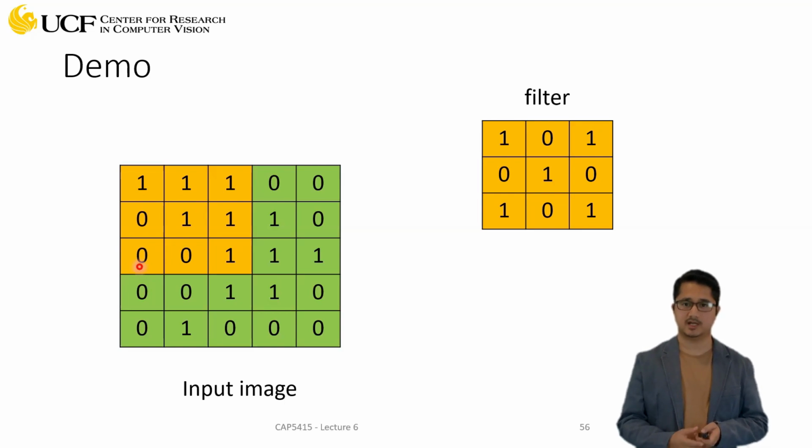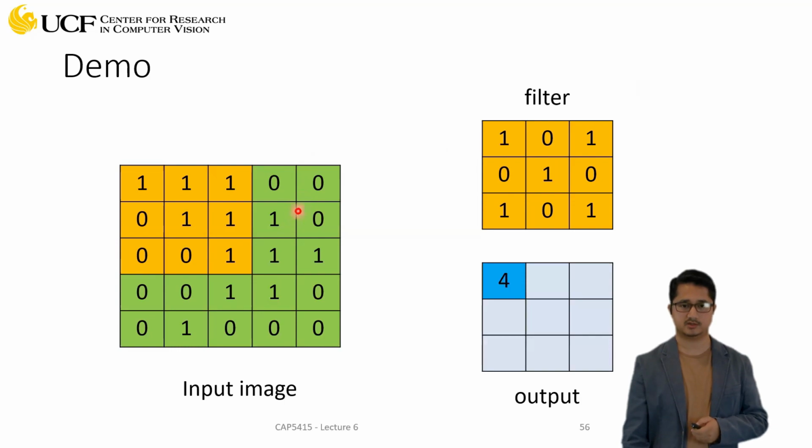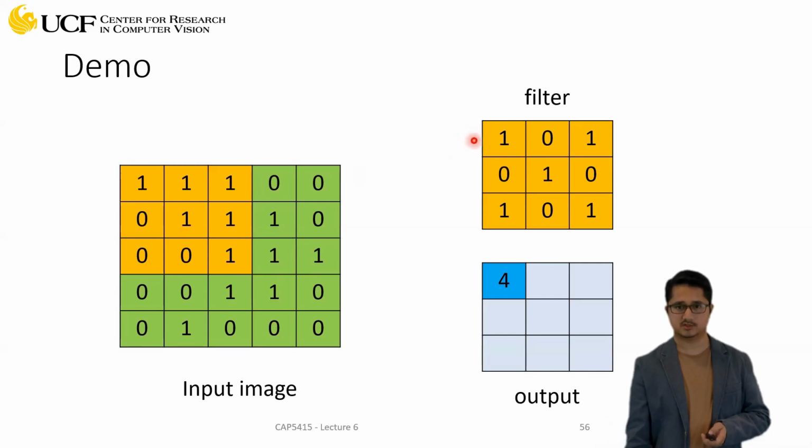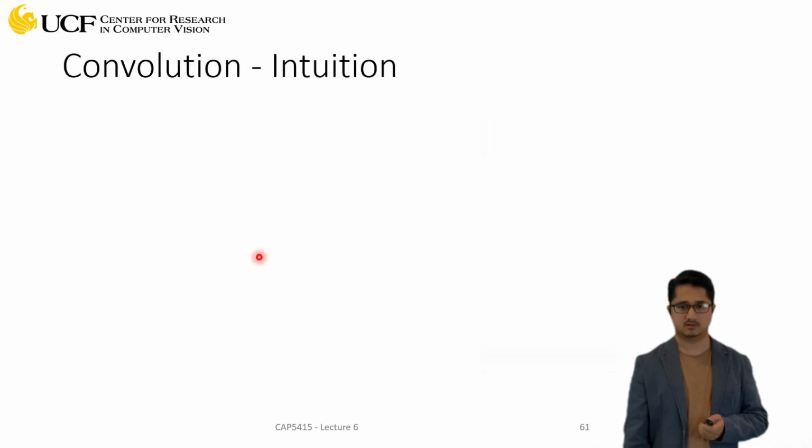Then let's see what will happen if we try to convolve this filter on this input image patch. You can apply it at this location, and again, it's element-wise multiplication. You know how to perform filtering. You just perform element-wise multiplication and add those values. It's going to give you 4, 3, again a 4. You can keep doing that.